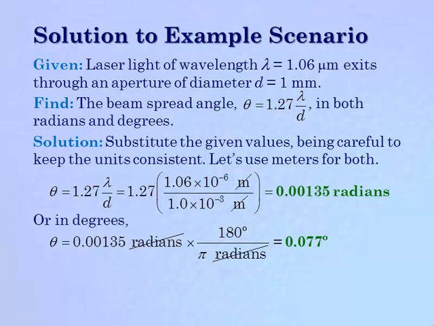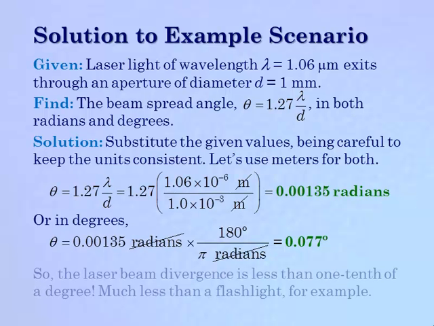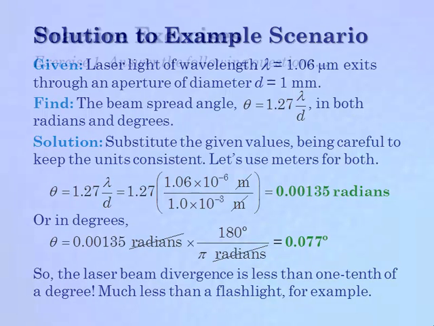But we don't have a very good feel for radians, so let's convert that to degrees. Again, we multiply that measure in radians by the unit ratio of 180 divided by pi radians. The radians will cancel, and the result will be 0.077 degrees. Well, that's a pretty small number, so the laser beam divergence is less than 1/10 of a degree, much less than a flashlight, for example.